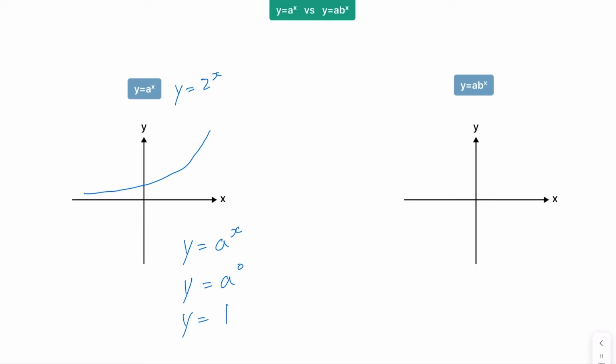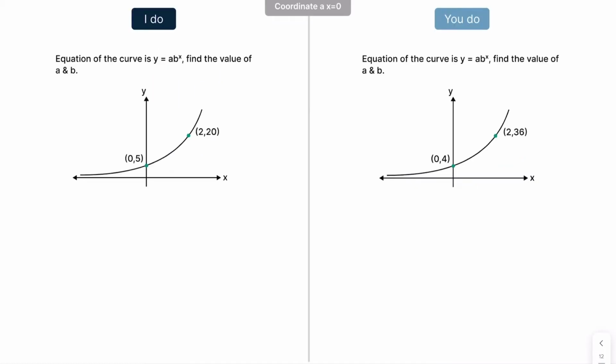However, on this side, we have y is equal to ab^x. Now, if I draw the same curve, we have y is equal to ab^x. Now, x is still 0. That's where it intercepts the y-axis. So we have y is equal to ab to the power of 0. Anything to the power of 0 is 1, so you're left with y is equal to a. Okay, so when the equation is written in this format, it does not necessarily mean it crosses the y-axis at 1. It's only when the equation is written in this format that you can immediately know that it crosses the y-axis at 1. So, moving on to an example.